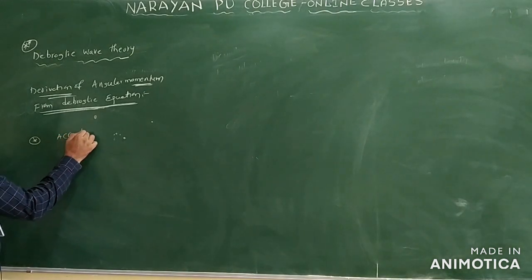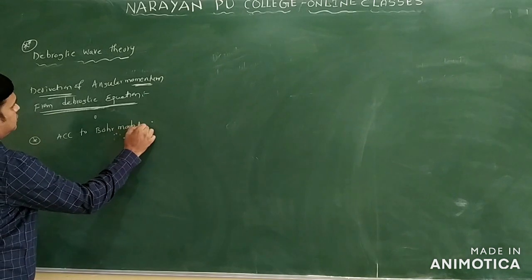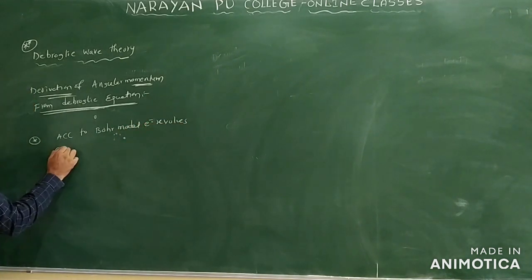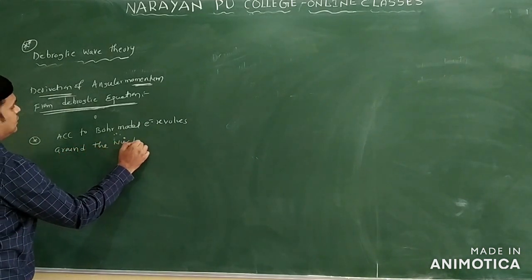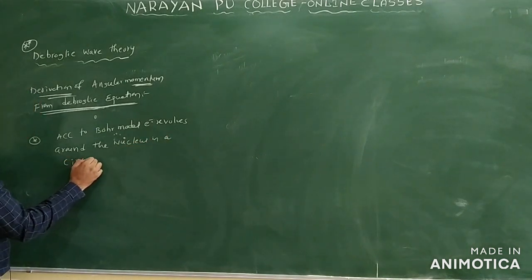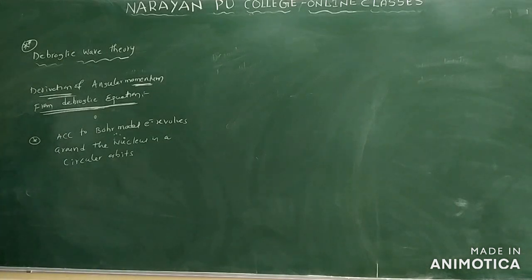According to the Bohr model, electrons revolve around the nucleus in circular orbits.